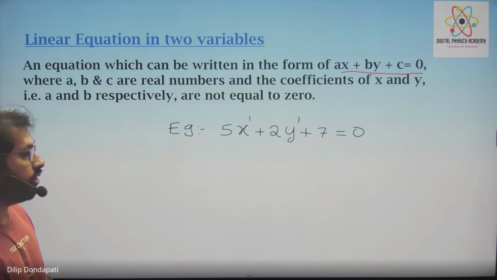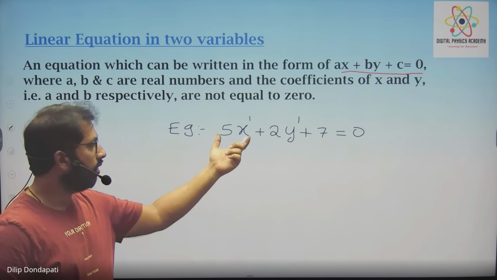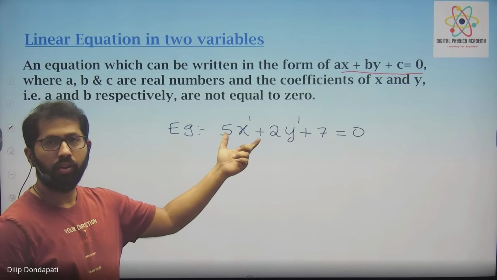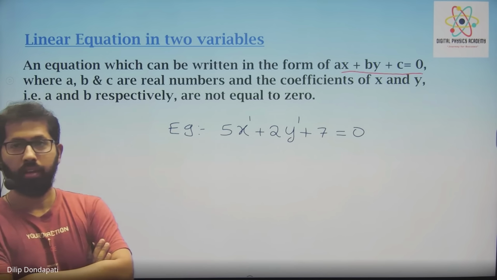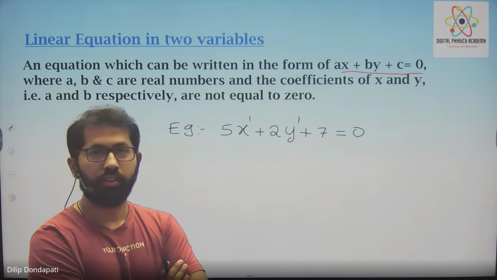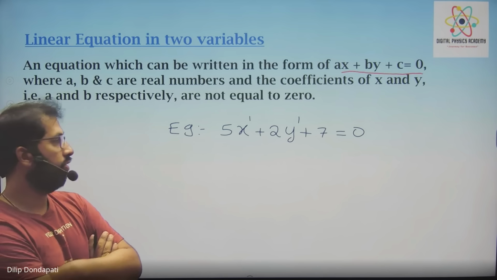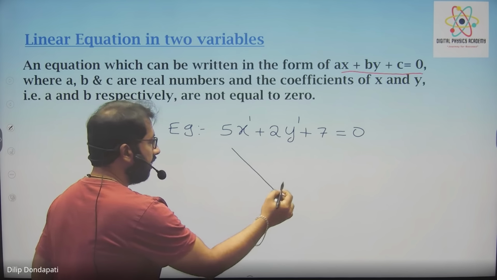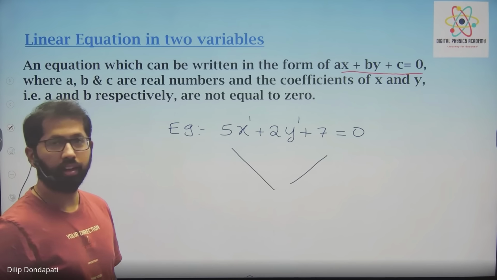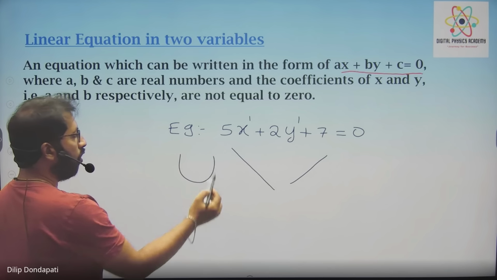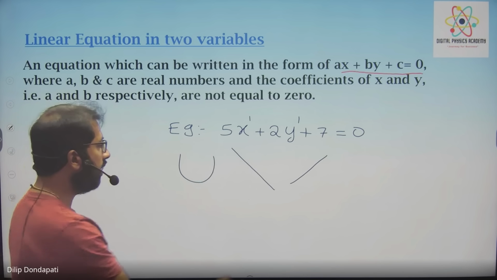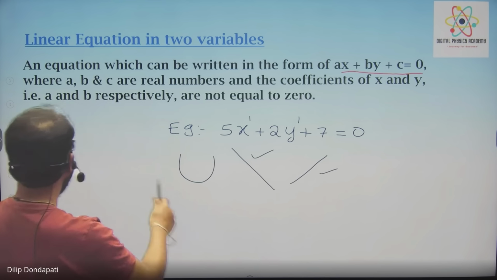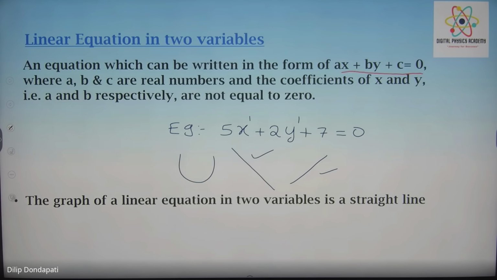Now, if I draw a graph of this, what is the shape of the graph we'll get? A straight line. Always a straight line. If you are getting a parabola or ellipse, that is wrong. A linear equation always gives a straight line graph. So write point-wise: the graph of a linear equation in two variables is a straight line.